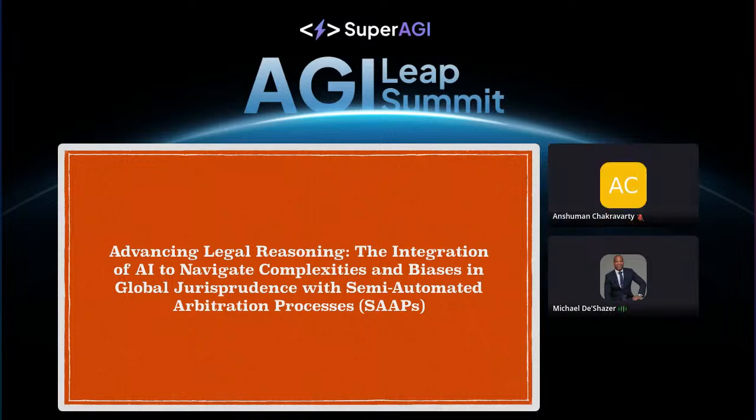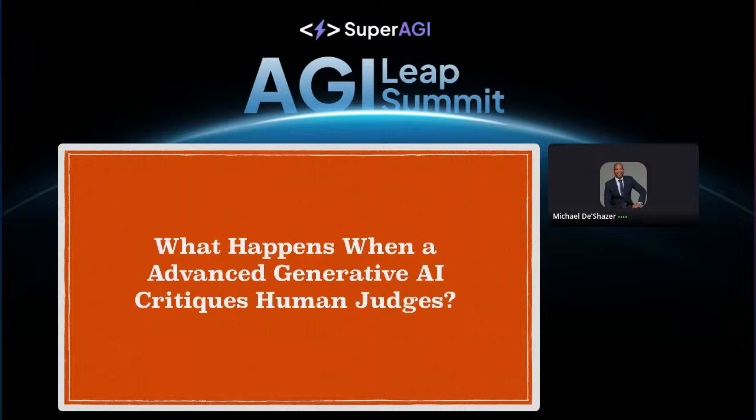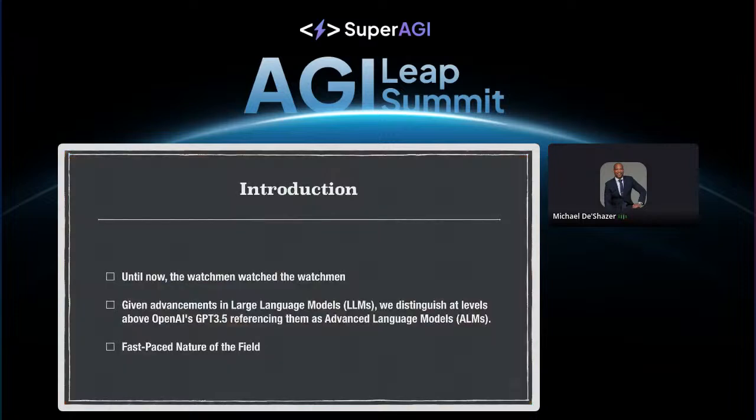So this presentation is about advancing legal reasoning. It's the integration of AI to navigate complexities and biases in global jurisprudence with semi-autonomous arbitration processes, or SAPs. So essentially, that means what happens when advanced generative AI critiques human judges. And so it's kind of a question around, until now, we have to ask, who watches the watchman?